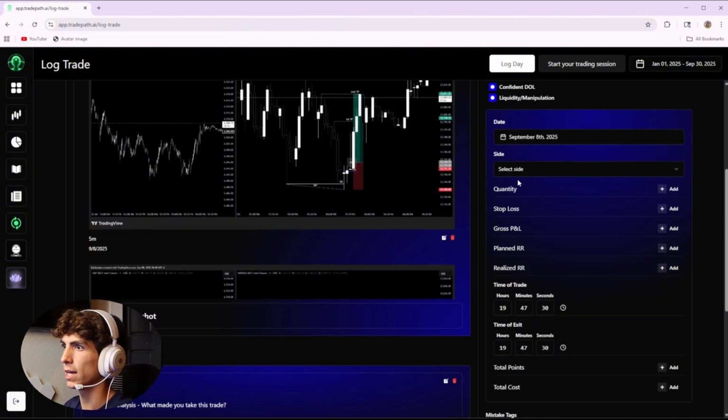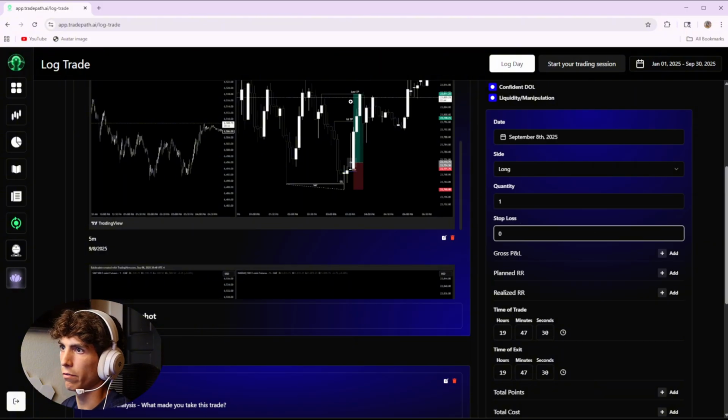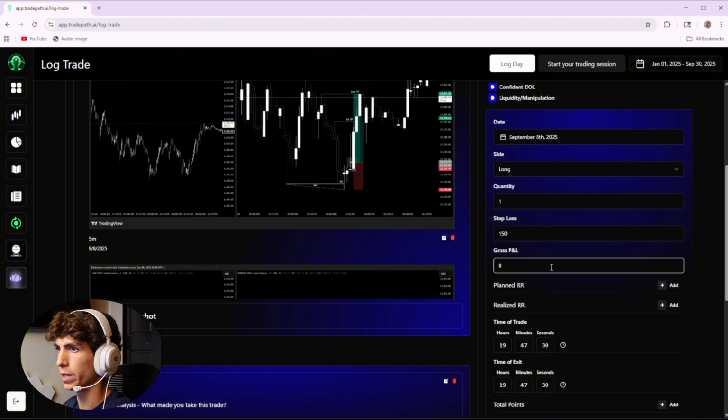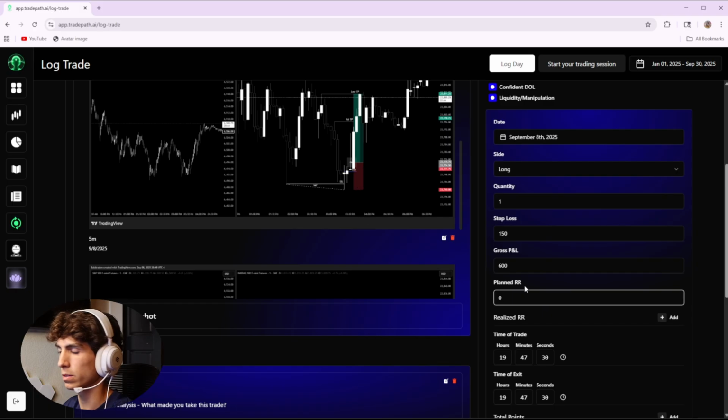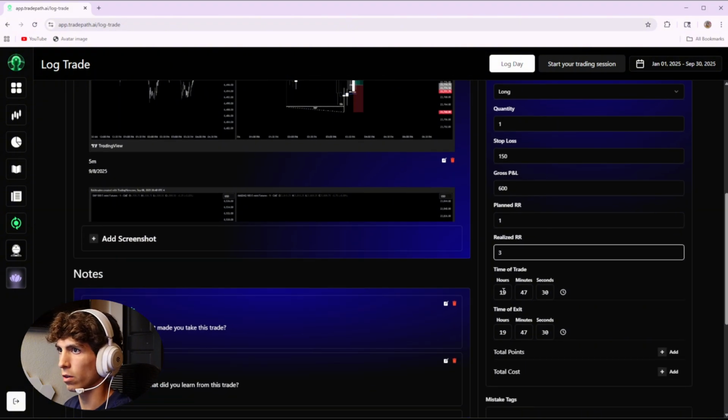So now I have all of these. What side did I take? I went long. How much did I put on the table? If I traded NQ, I'd probably say I put 1 contract on the table. My stop loss was probably around 150. My gross P&L was 600. My planned RR, so I was probably risking 1, and my realized RR was 3. How long was I in the trade?